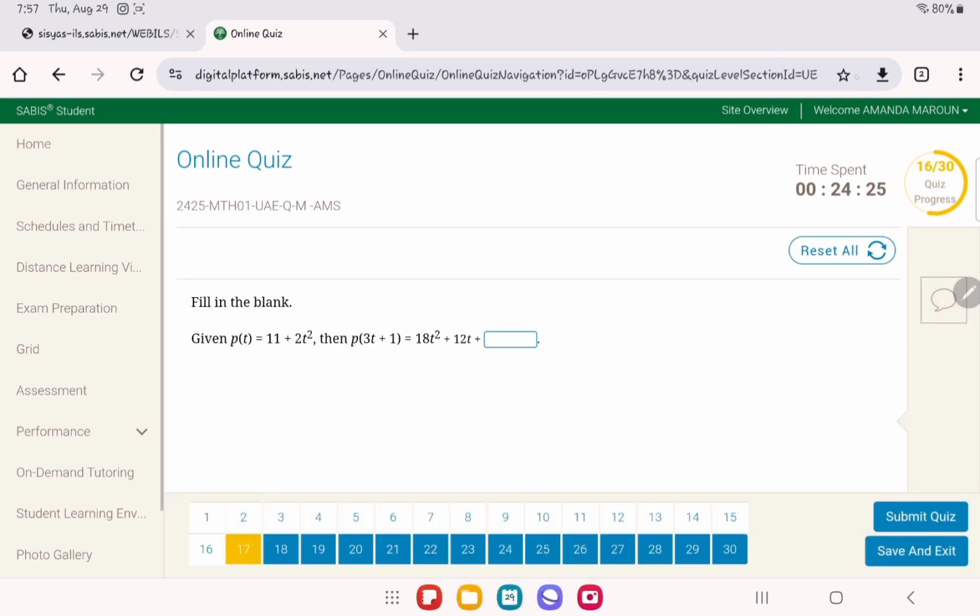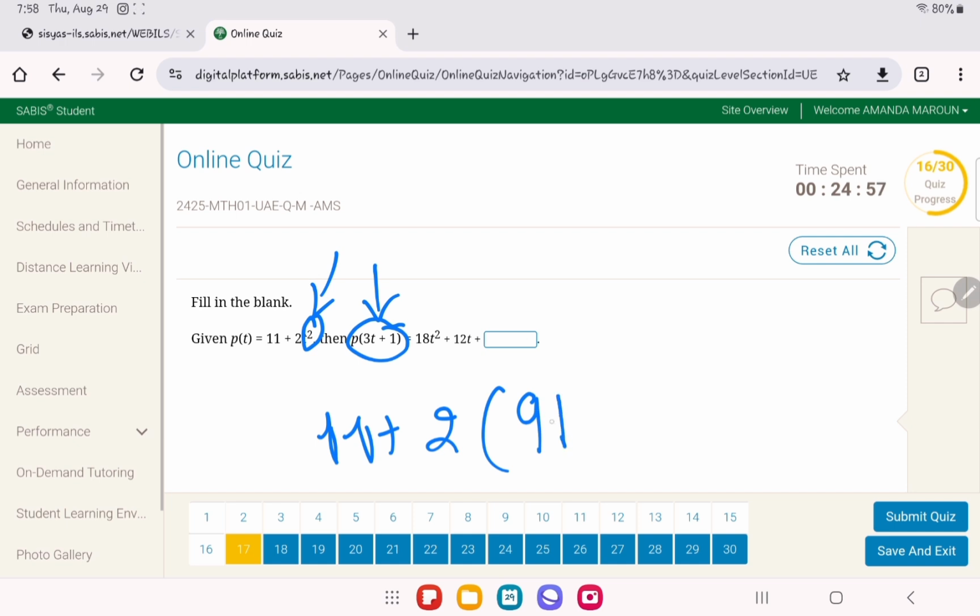This is a very good question. P(t) equals 11 plus 2t squared. Then if we're going to replace it by this, what is our answer? If you notice, our t is squared. So that means directly, without having to substitute it and then go through a big process, we can do 11 plus 2 times (3t plus 1) squared. We can do (3t plus 1) squared mentally.